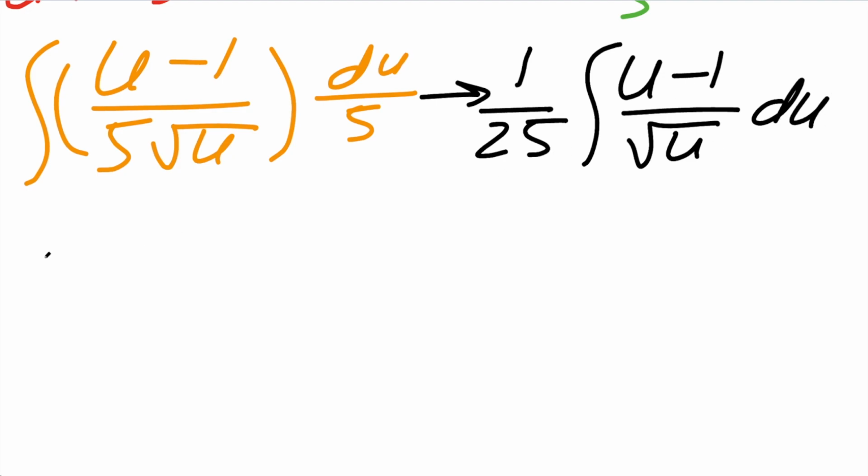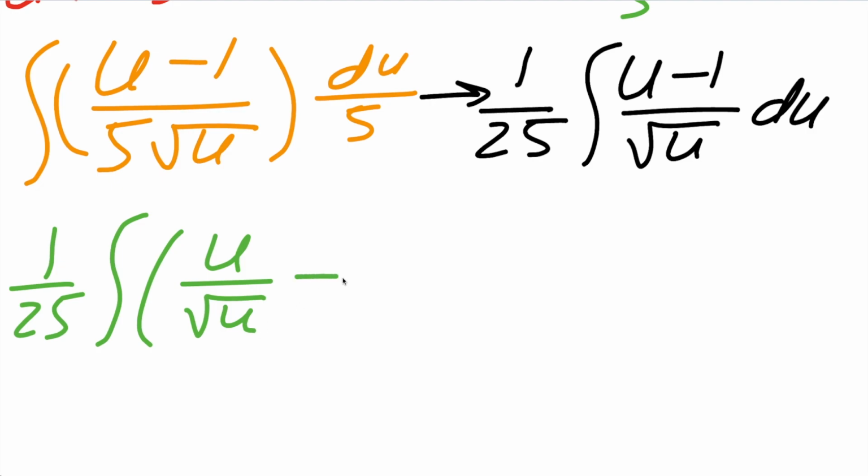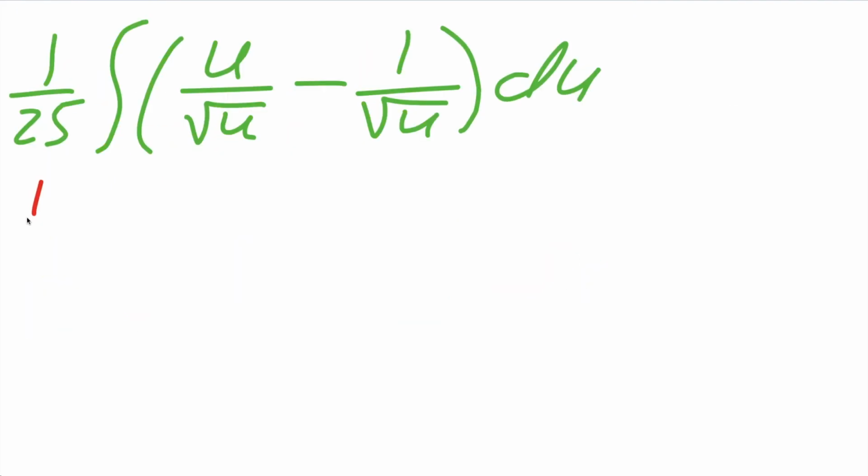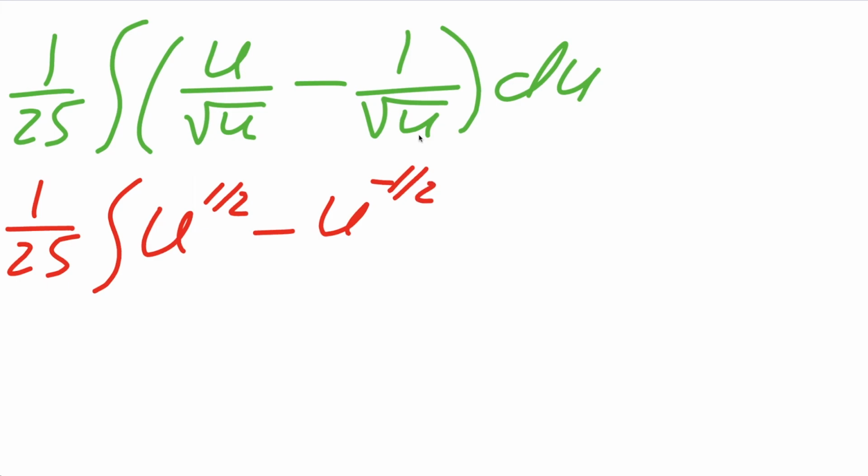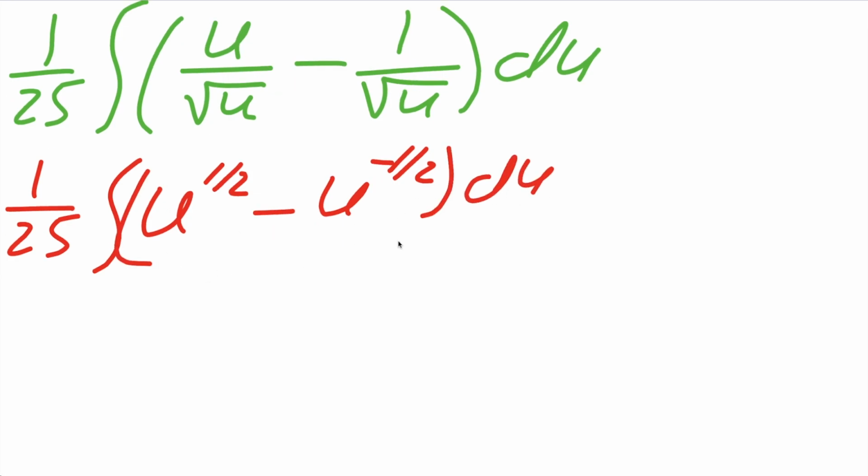And now we can split up this integral. So we'll have 1 divided by 25, the integral of parentheses u divided by the square root of u minus 1 divided by the square root of u, close parentheses du. And so we're going to get 1 divided by 25, the integral u divided by the square root of u. This is like u raised to 1/2. This is u raised to 1. So we're going to get u raised to 1/2 minus u raised to negative 1/2. Because again, this is like u raised to 1/2, and it's in the denominator, so it's u raised to negative 1/2. Close parentheses, du.